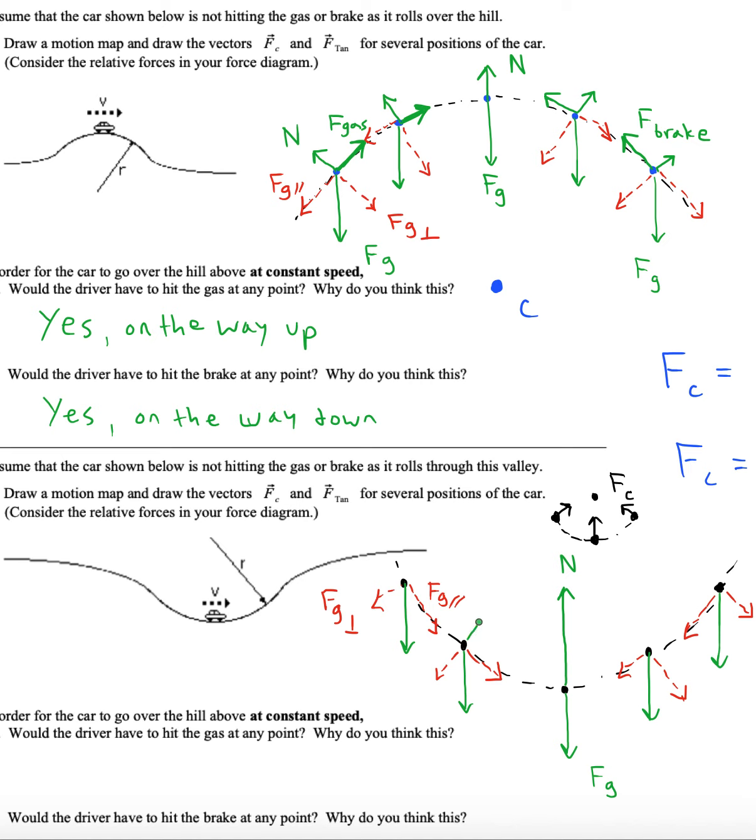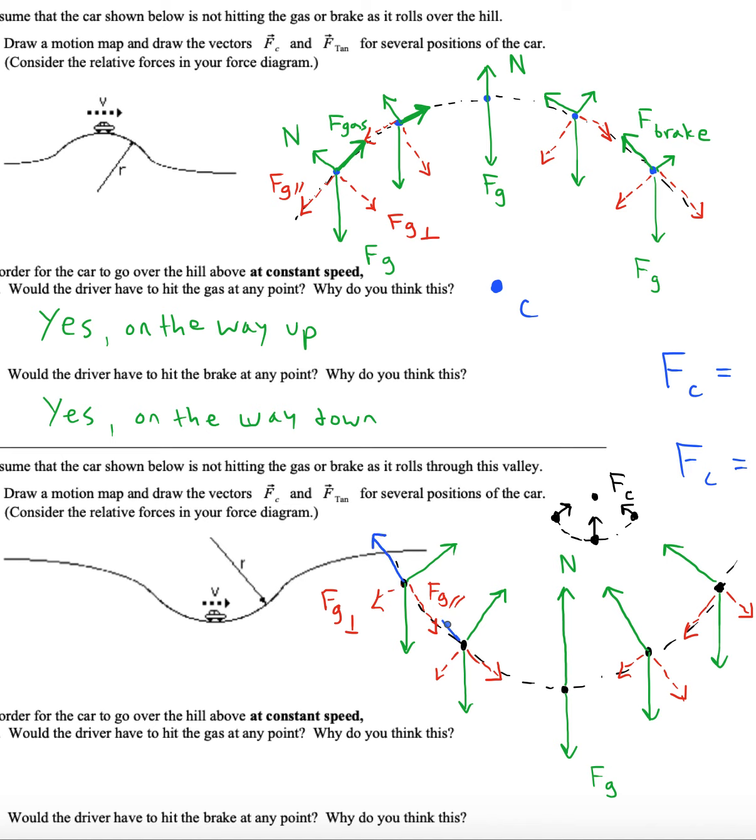Okay, so in each case, our normal force needs to be bigger than it would have been on a straight ramp. Okay, now if we're going to go through this valley at constant speed, where do we have to hit the gas and where do we have to hit the brake? Well, Fg parallel would be an unbalanced force in this diagram. We have to counteract it with a force in the opposite direction.